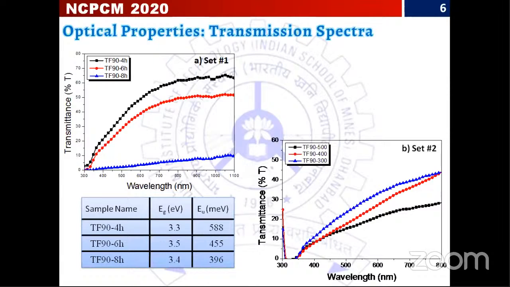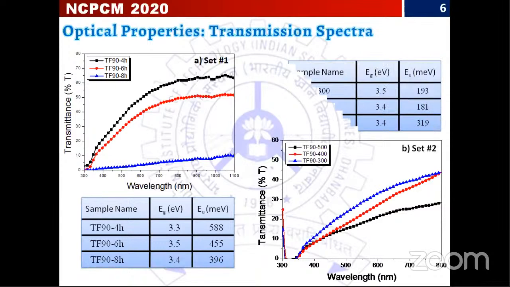From this transmission value, we have calculated the band gap and Urbach energy values for the samples. When the sample is annealed for a longer time, the band gap initially decreases due to rearrangement of crystals in the system, and the Urbach energy value decreases similarly. But later, on increasing annealing temperature, the band gap decreases as a result of bigger particle size. But for samples annealed at 400 degrees centigrade and 500 degrees centigrade, the particle sizes are almost similar, so the band gap values are also very similar.